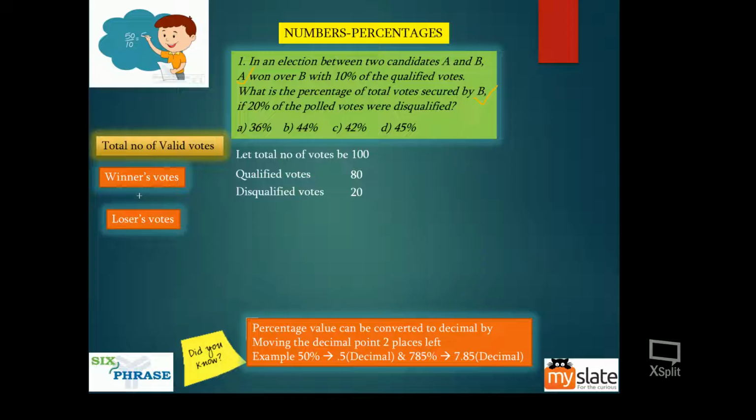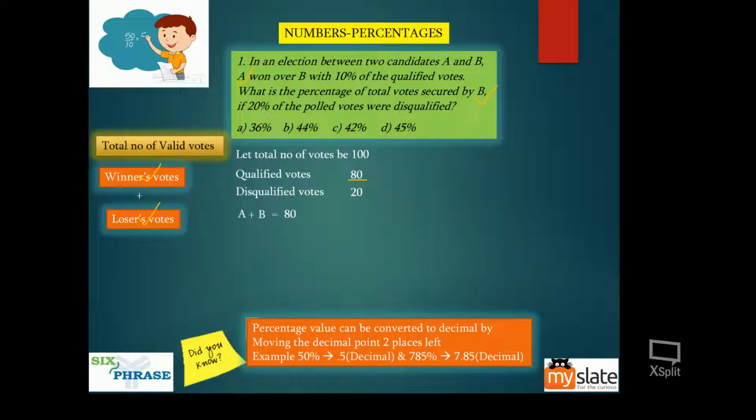Okay, now let us take it forward. See, from the equation that you see here, A's votes, that is winner's votes, plus loser's votes is equal to how much? Can I say it is equal to 80? Yes, we saw that, right? In the previous example it was 90, here it is 80. So qualified votes is 80.